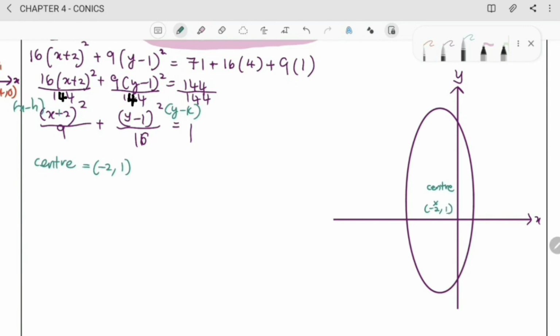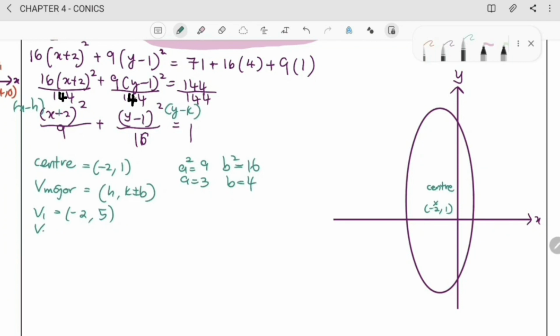Okay, and next we need to find the v major like before, exactly the same like before, because this is the vertical ellipse. The major will have different k value, which is this one. Then our b, so we simplify first. Our a squared is 9, then our a will be 3, our b squared is 16, our b will be 4. So v1 is, the h is negative 2, and k is 1. 1 plus 4 will be 5, and v2 will be negative 2, 1 minus 4, because this is the b, will be negative 3.